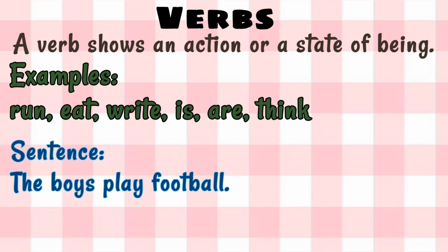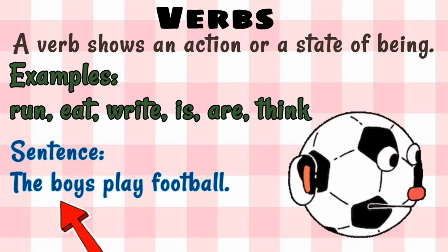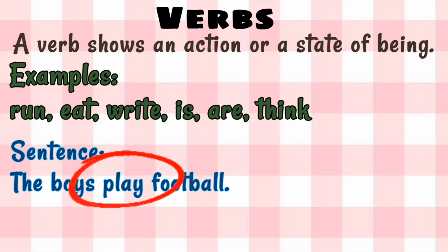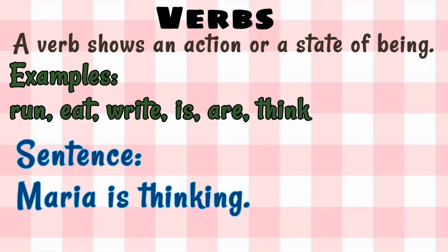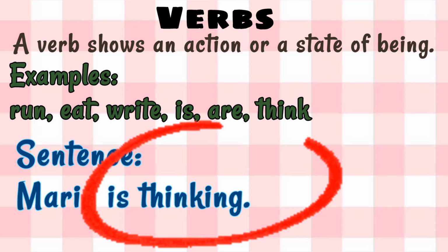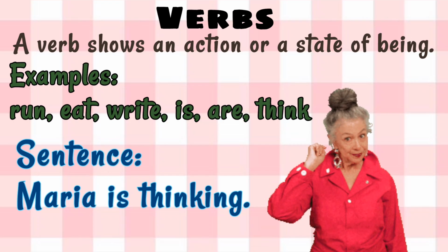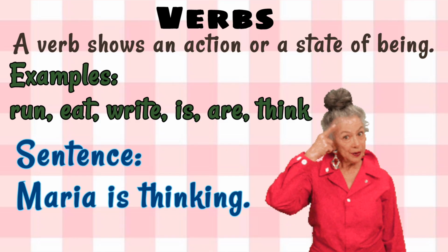In the sentence, the boys play football. Boys is our noun, these are people, and football is a type of sport, so it's also a noun. Play is the action that these boys normally do, so play becomes our verb. On the other hand, when we say Maria is thinking, Maria is a person, so that is definitely the noun in that sentence. Is is a verb, it's a state of being, and thinking is an action verb.